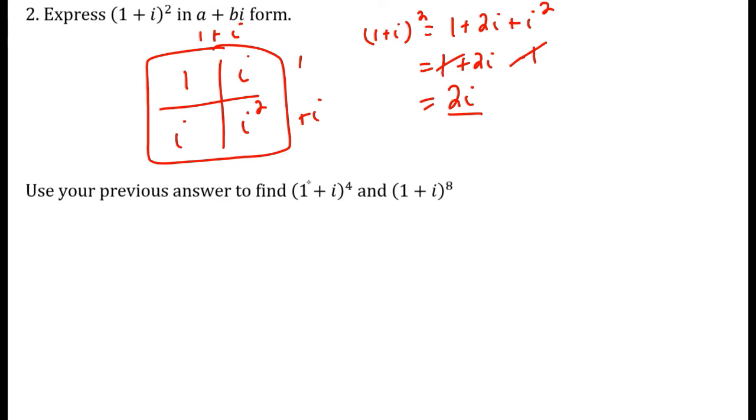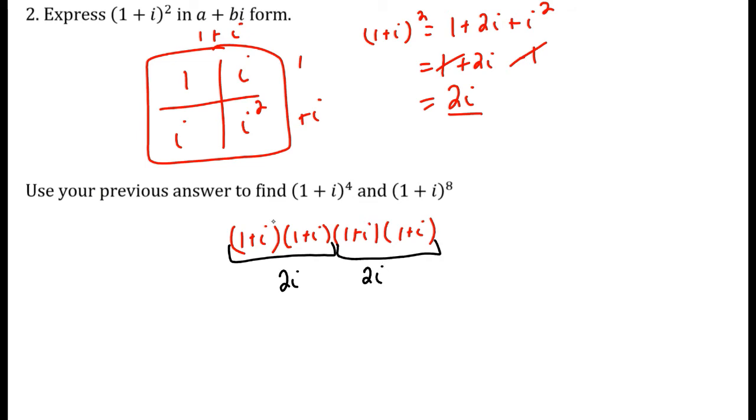Use your previous answer to find (1 + i) to the fourth. Well, (1 + i) to the fourth means I have to multiply 4 of those together. But I already know if I multiply 2 of them together, I get 2i. So (1 + i) to the fourth is really 2i times 2i, which happens to be 4i squared. But whenever I see an i squared, I know that's really -1, so 4 times -1 is -4.